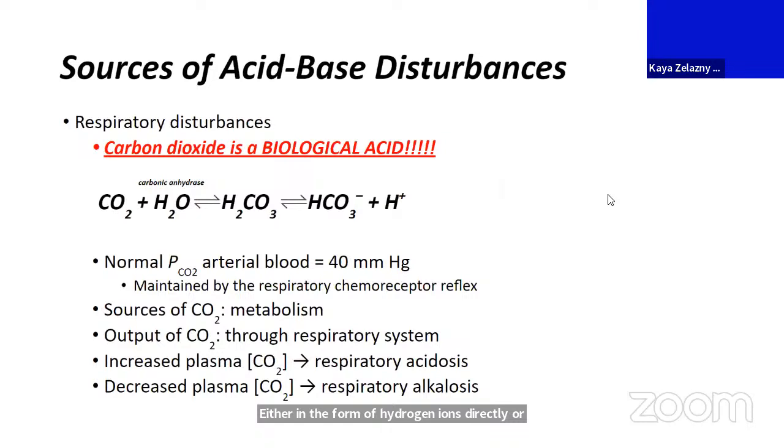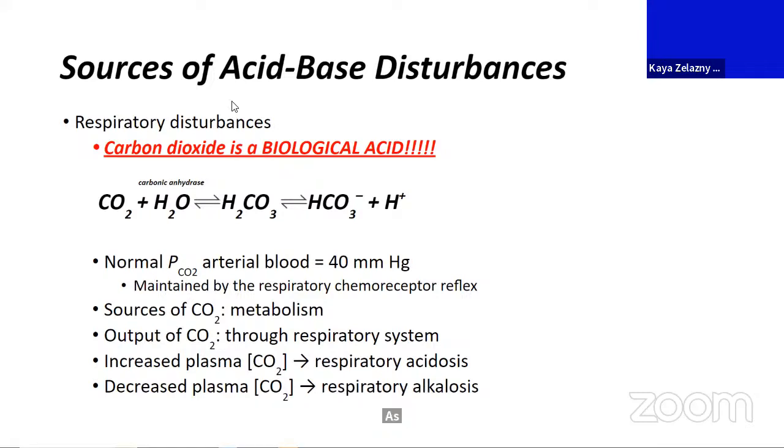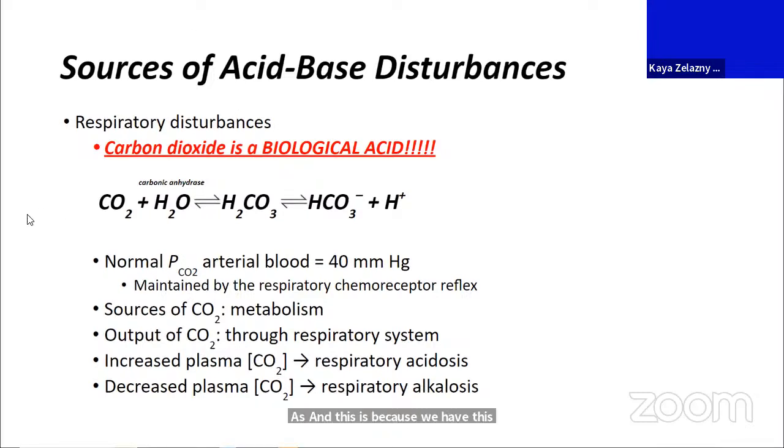Okay. So we're remembering that carbon dioxide is a biological acid. If you have too much carbon dioxide, the pH of your blood is going to be too low, and you're going to be in respiratory acidosis. This is because we have this reversible reaction where we convert carbon dioxide and water to carbonic acid, which can eventually become bicarbonate and hydrogen ions.